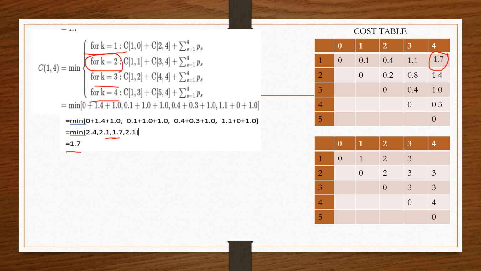Sorry, when k is 3. 1.7 is the minimum and k is 3. This is right. The k is 3, k is not equal to 2. Therefore, I am filling the root table also. It is 3.